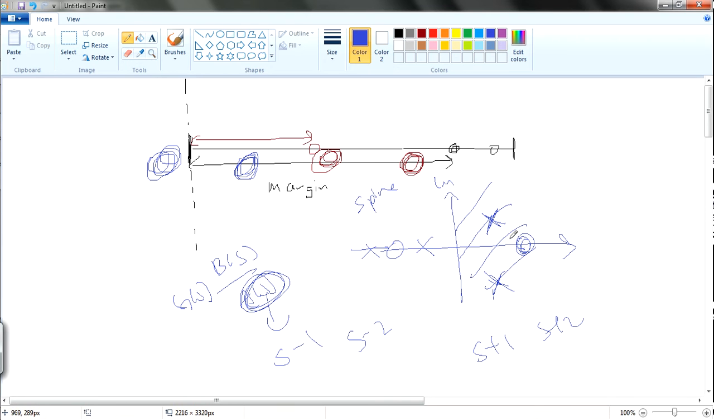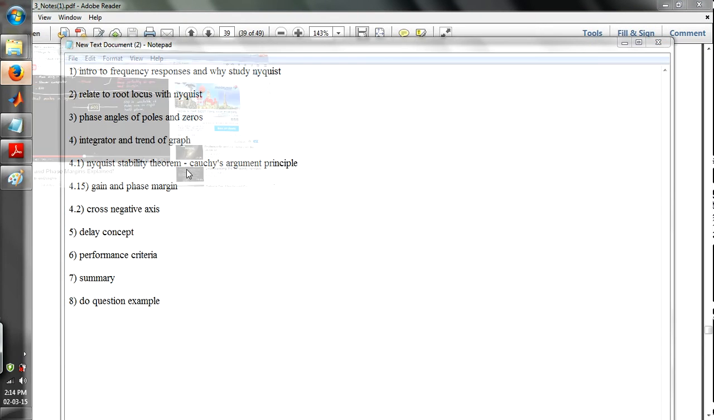So let's cancel this first. You just need to know that if the poles are in the right half plane, it's very unstable. That's all. Okay. So later he'll explain.